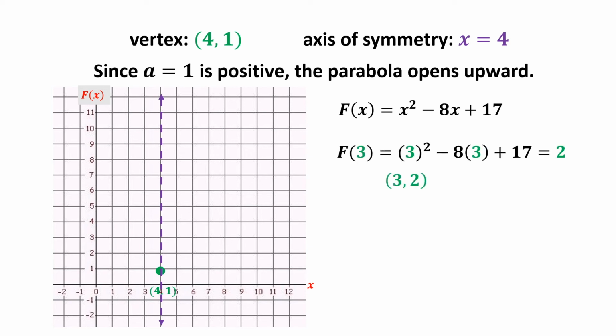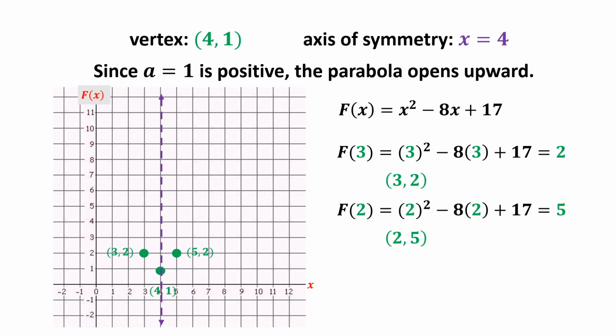Find f of 3 by substituting 3 to x in f of x. F of 3 is equal to 2 and the point 3, 2 is a point of the parabola. Now, reflect this point on the other side of the axis of symmetry. Its reflection is the point 5, 2.